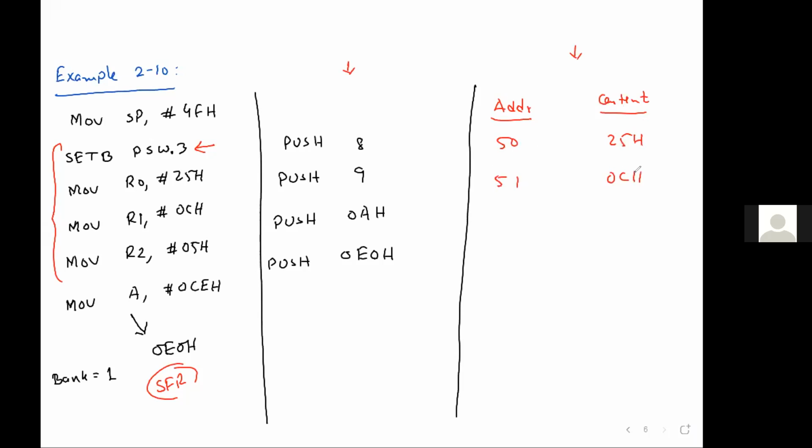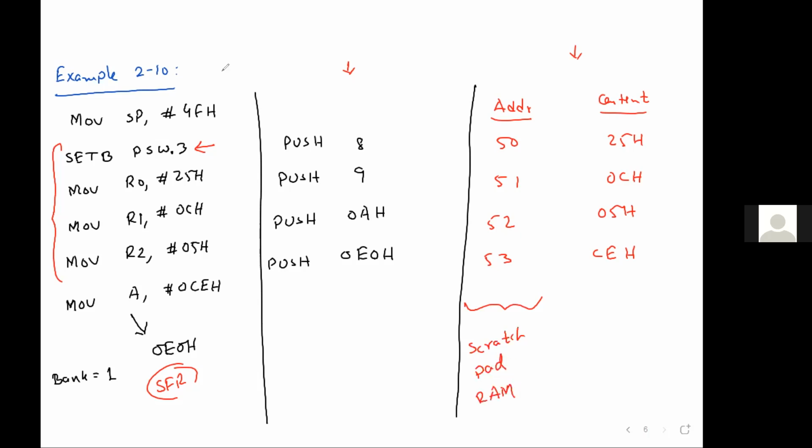The content will be 0CH. The next address will be 52, and the content will be 05H. Finally, 53 and E0H. Sorry, that is the address. The content is C. And where are these addresses? If you remember, these are the addresses in your Scratchpad RAM.